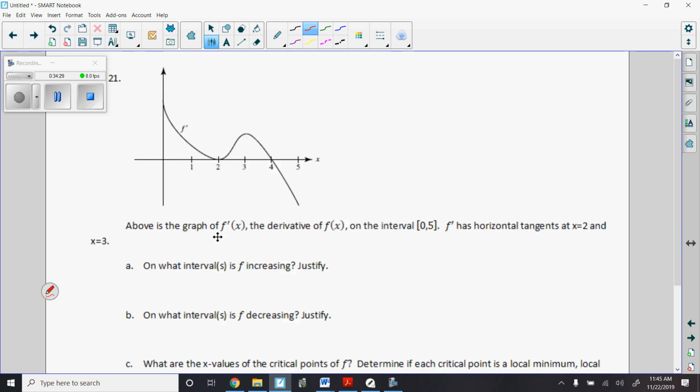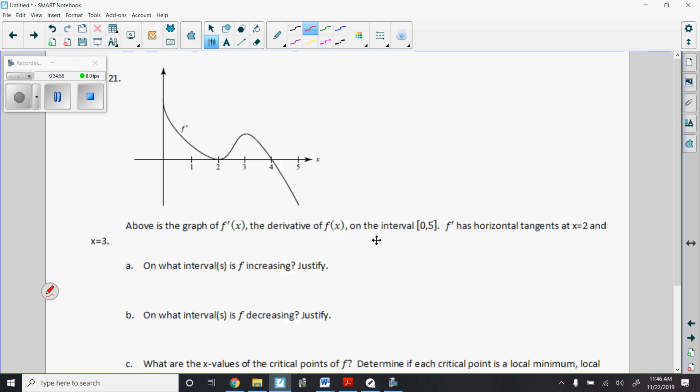Okay, now on to the graphs. We'll take a look at this graph here. First thing to know, we are looking at an f prime graph, the derivative of f of x on the interval 0, 5. F prime has horizontal tangents at x equals 2 and x equals 3. We can kind of tell that by looking at the graph, but it's just letting you know that those horizontal tangents are at 2 and 3.